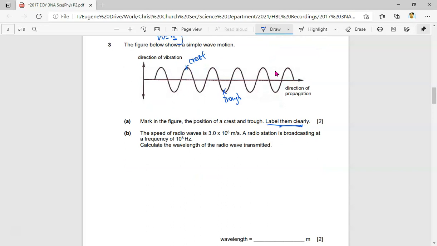Next, part B. The speed of a radio wave is 3 times 10^8 meters per second. A radio station is broadcasting at a frequency of 10^6 Hz.